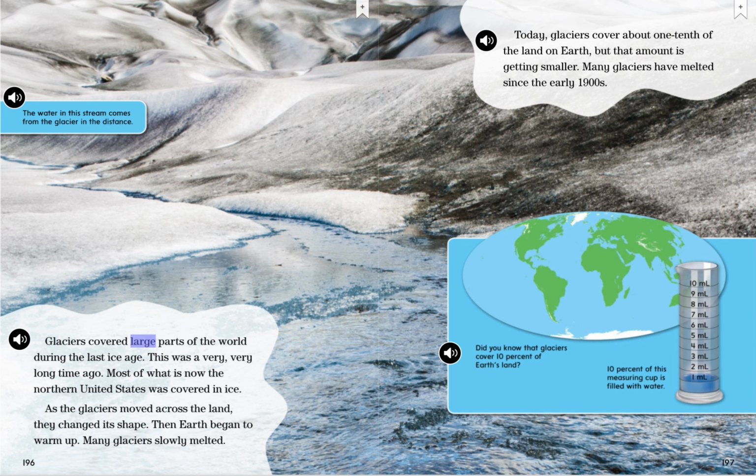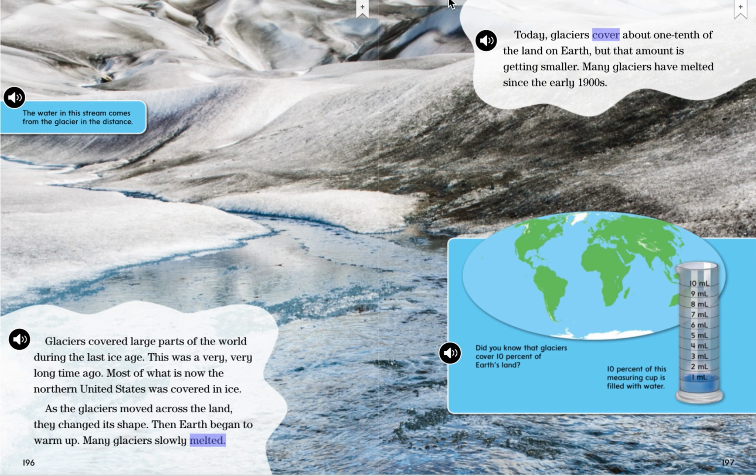Glaciers covered large parts of the world during the last ice age. This was a very, very long time ago. Most of what is now the northern United States was covered in ice. As the glaciers moved across the land, they changed its shape. Then Earth began to warm up. Many glaciers slowly melted.